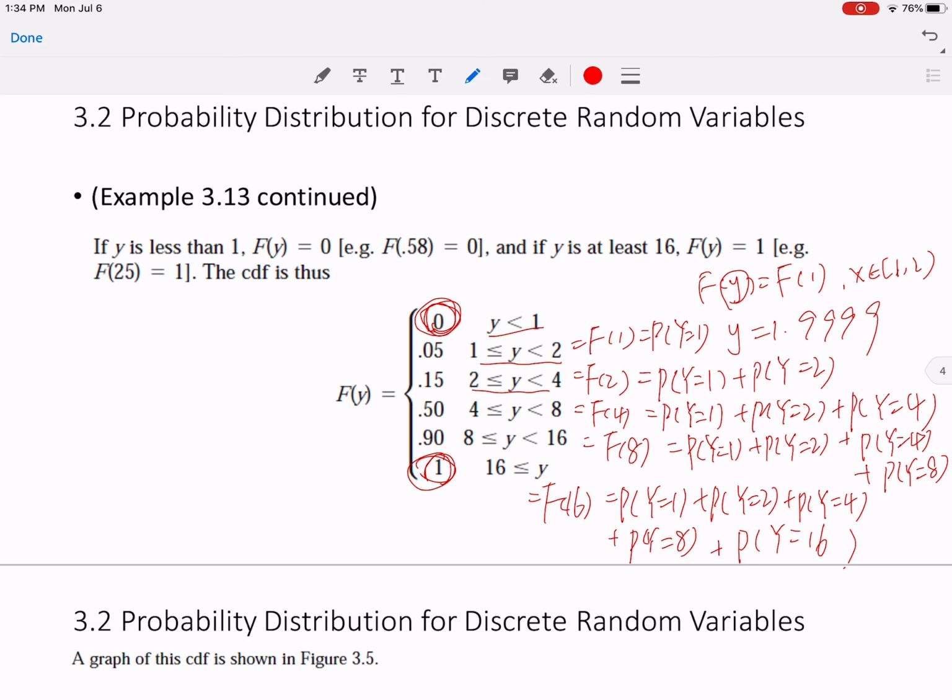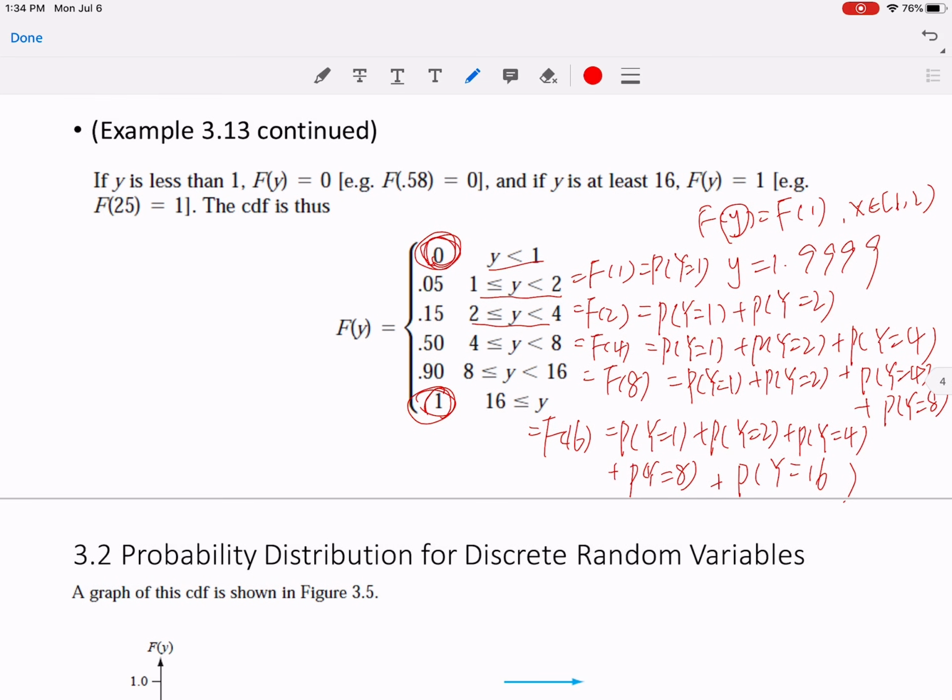So the reason why it's called a cumulative distribution is that we're adding one more probability to the previous one to make the value of the CDF bigger and bigger until it's equal to 1 at the end. And I apologize for the mistake I just made. It should be the sum of the CDFs. It should be the sum of the probabilities.